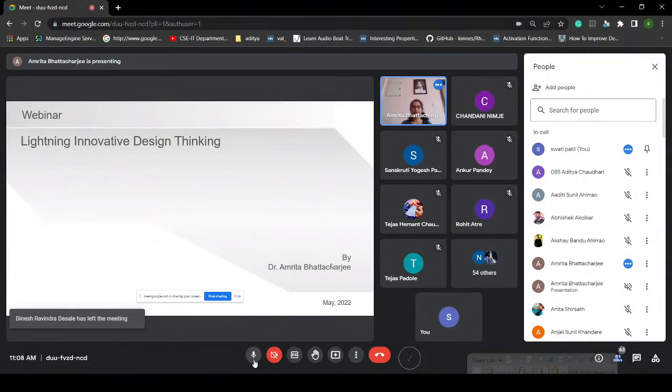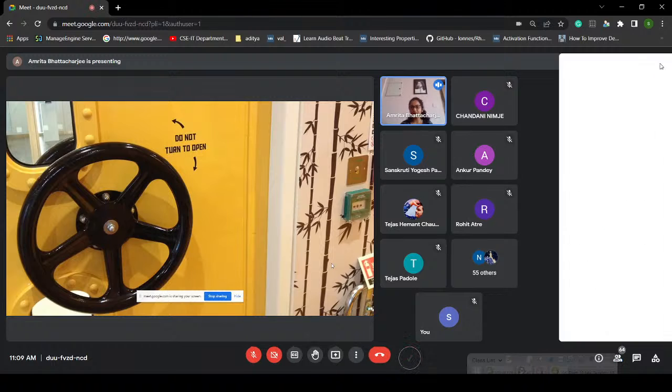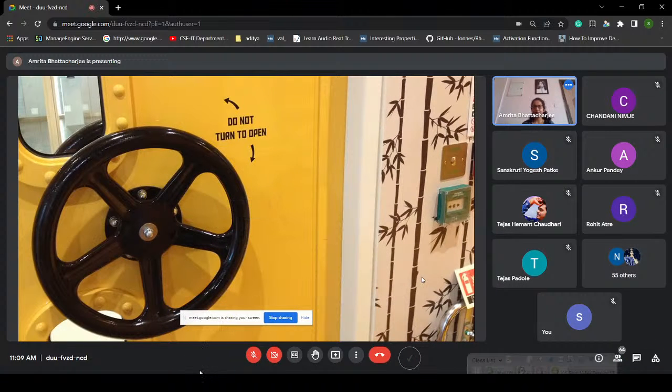Okay, thank you. Once again, a very good morning. I'm going to deliver a lecture, and as I said, it will be an interactive session. So let's start with a few examples first. Looking at this image, do you find it confusing how to open this door? Just looking at the door, we feel that we have to rotate the handle, but it is written: do not turn to open. So, do you think it's a confusing design?